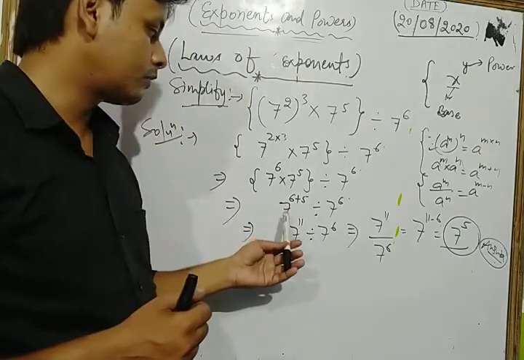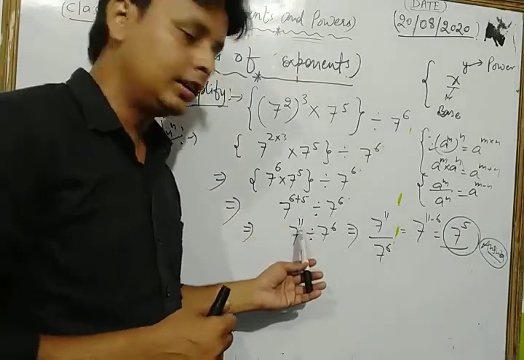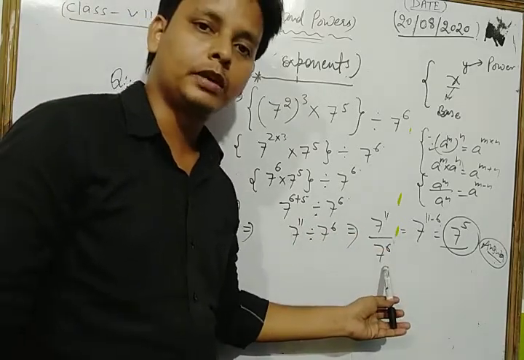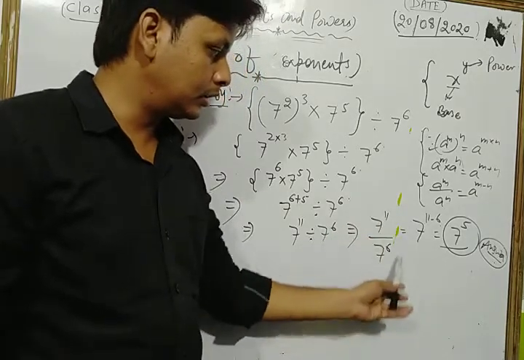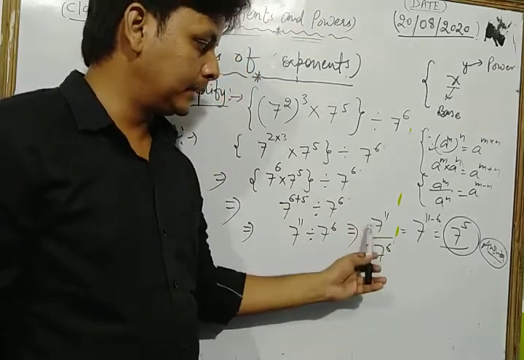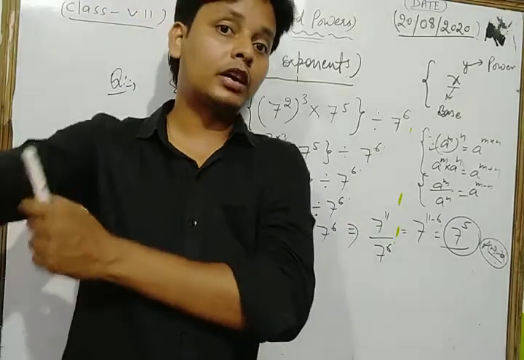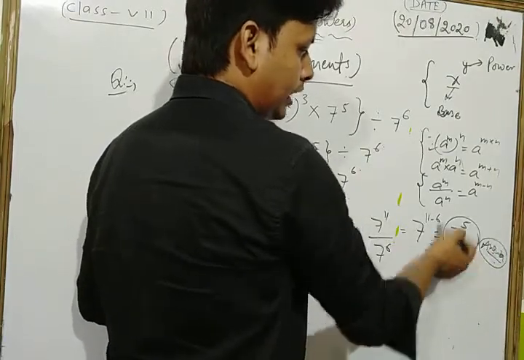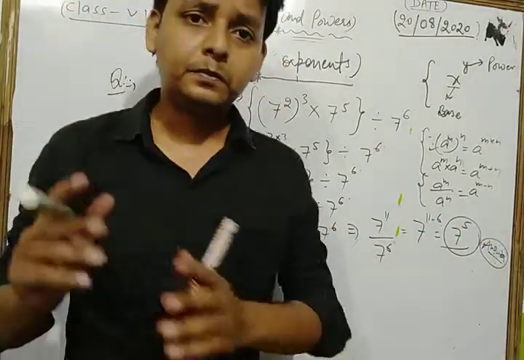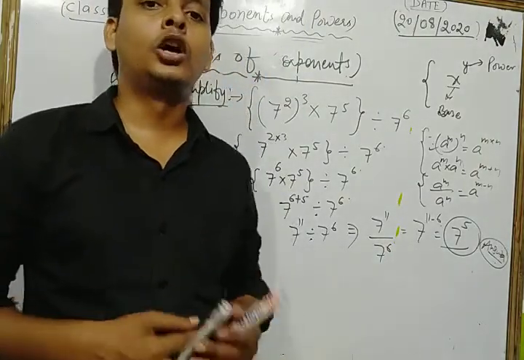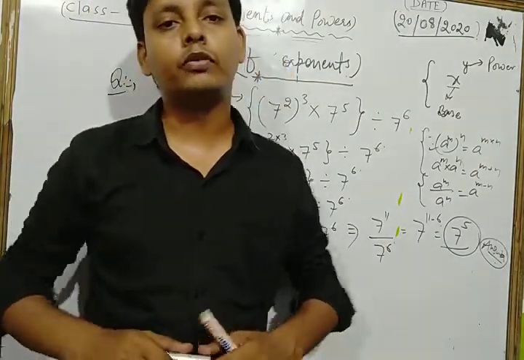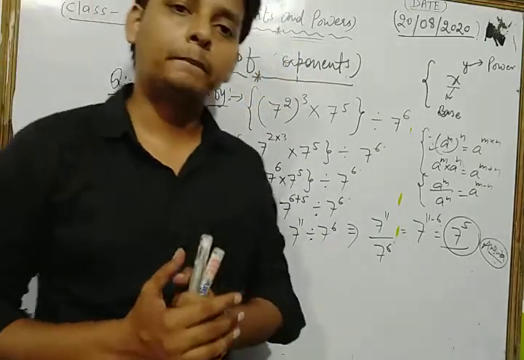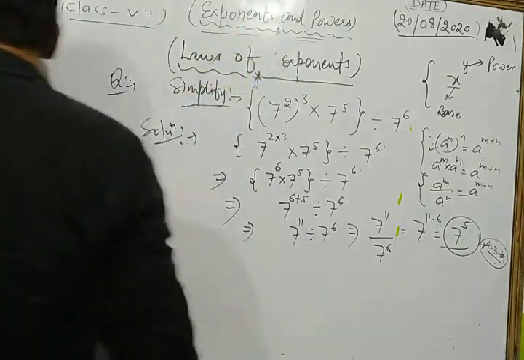Now 7 to the power 6 plus 5 is 11, divided by 7 to the power 6. So we write 7 to the power 11 divided by 7 to the power 6. Now if you look, the bases are the same but the powers are different. So we have 7 to the power 11 minus 6, which is 7 to the power 5. This is our final answer. So dear student, in this way you can solve each and every question of your NCERT exercise. Now we take some other questions based on the laws of exponents. Let's see.